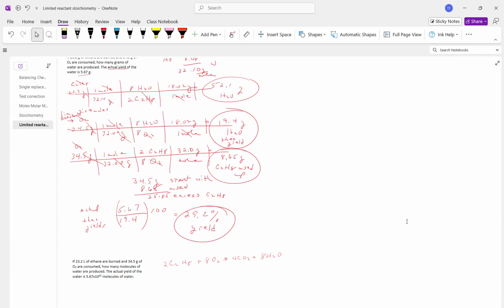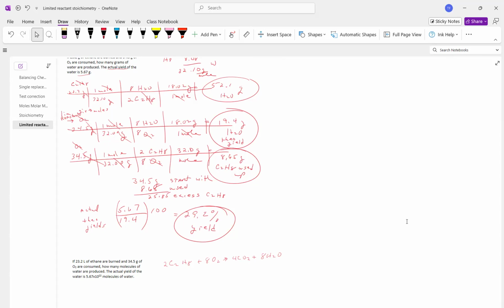Okay. Do we have any questions about any of those calculations? Now, every one of these is going to have 4 calculations, no exceptions. The first two are required to figure out which limits the reaction. The third one is to calculate how much you used. The fourth one is excess. Every single problem has 4 parts. Now, there could be a 5th part on the yield. This depends on the problem.